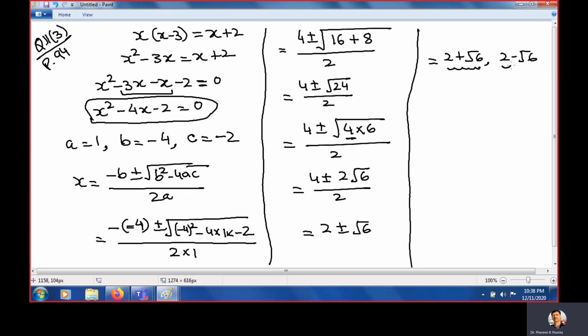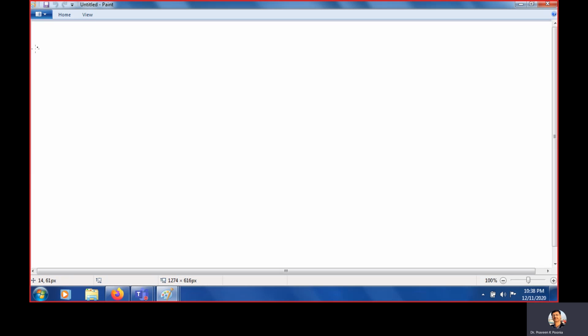One we will choose plus, another we will choose minus. There are two signs, plus and minus, so we need to choose one sign only at one time. So first we will take plus, then we will take minus.